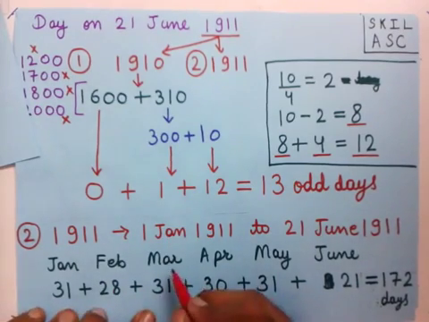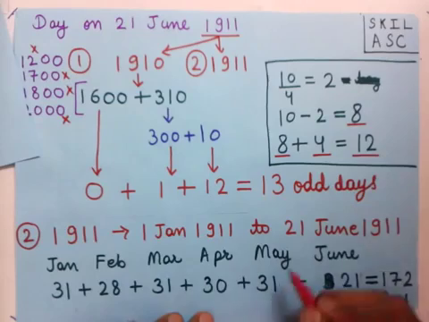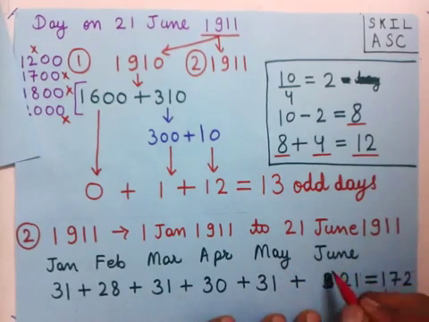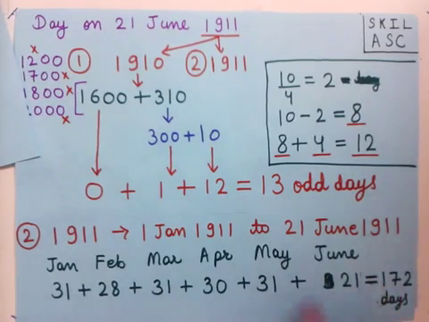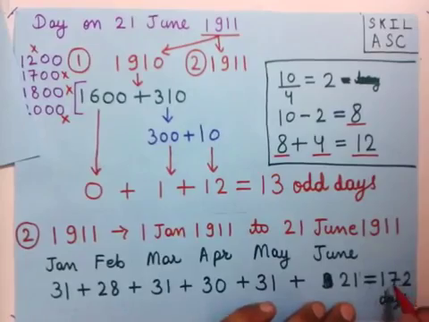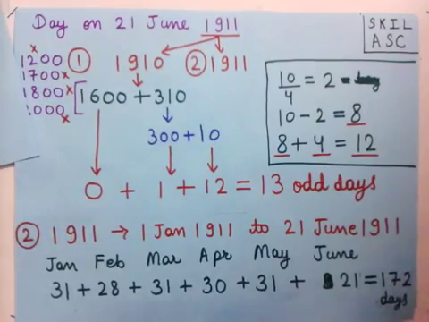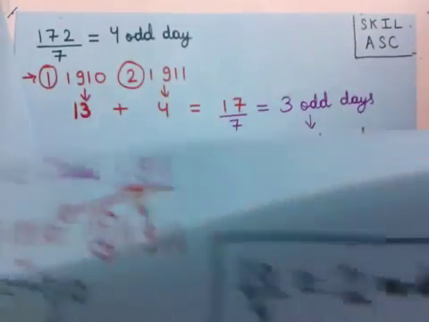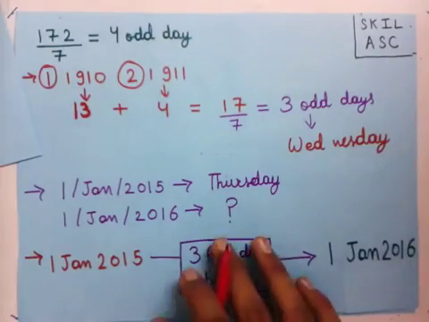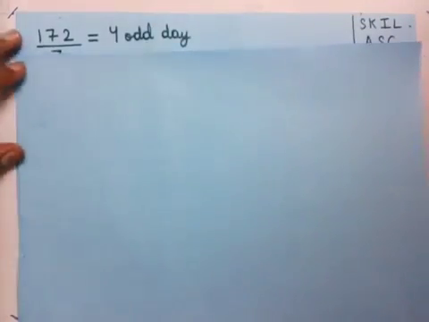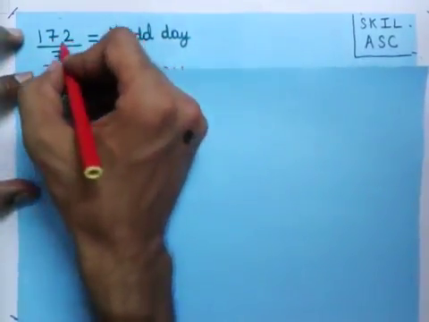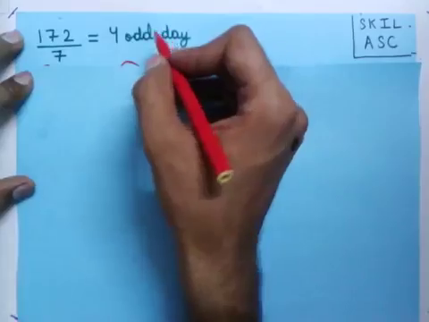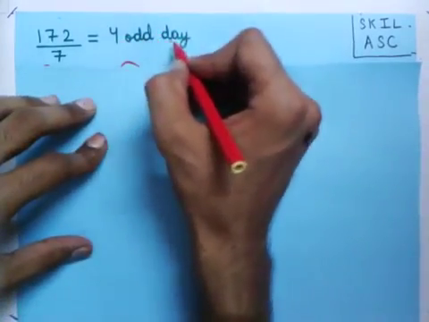And now March has 31, April has 30, May has 31, and we need to find the number of days up to 21st June. So we write only 21 days in June. And if we sum all these days, then we will get a total of 172 days. So now we have got the total number of days. Once we have known the total number of days, we will divide it by 7 and we will get 4 as the remainder. So 4 is the number of odd days.